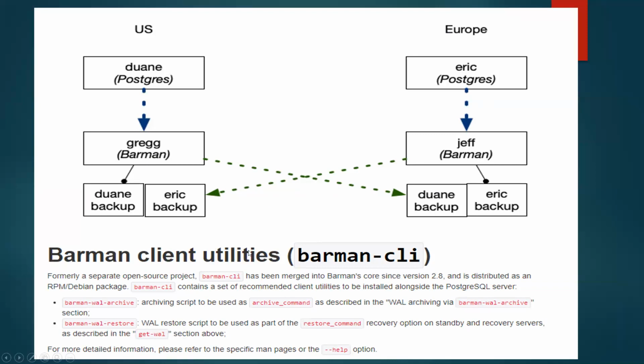We talked about the Barman client utilities. We'll talk about barman-wal-archive and barman-wal-restore. These all come with this CLI, which you can install on your standby nodes as well and take advantage of them. So we're supposed to jump into the demo.